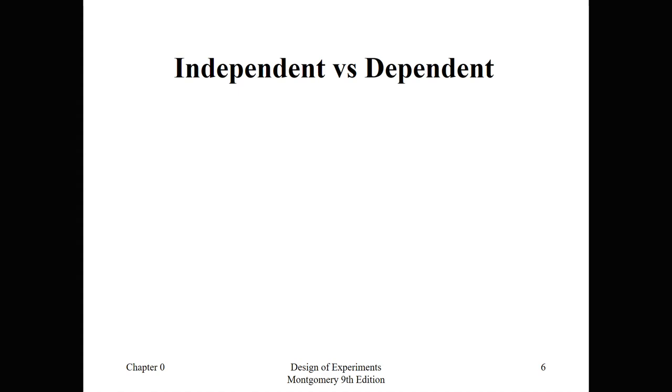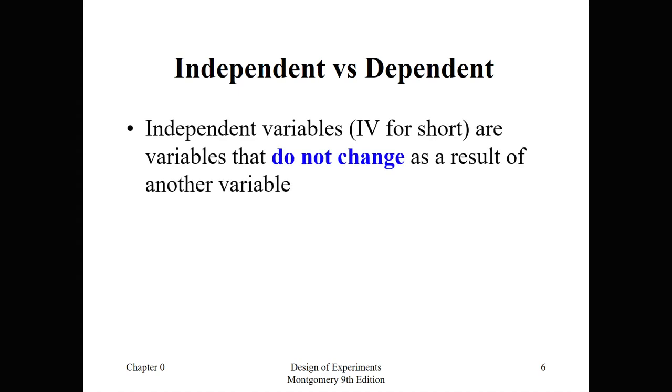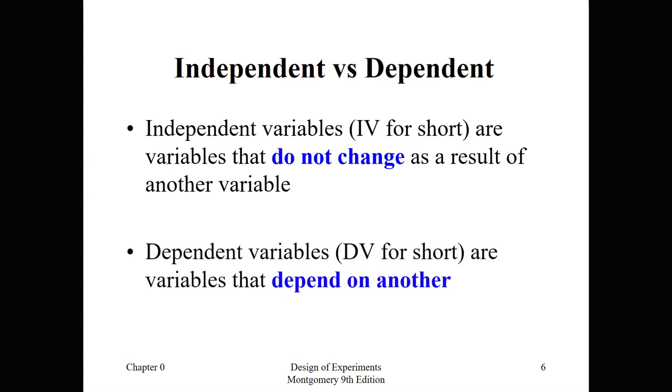Independent versus dependent. So independent variables are variables that don't change as a result of another variable. And this is contrasted with dependent variables that do change depending on the result of another variable. So if you think about our dogs and cats and IQ, if we say, I think cats' IQs are higher than dogs' IQs, or I think dogs' IQs are higher than cats' IQs, I think that the IQ depends on the animal.